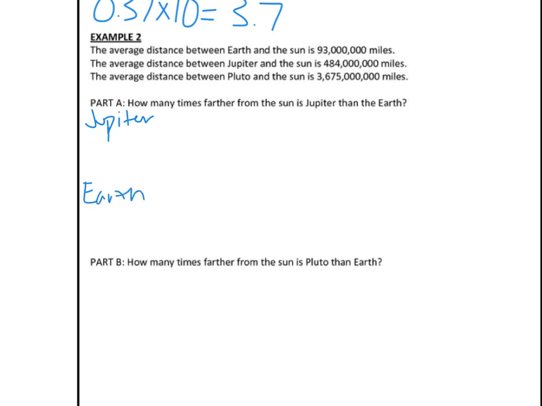Here's the problem. They're not in scientific notation, so I don't know how to do them. But I do know how to turn them into scientific notation, so I'm going to write down that I need to make them scientific notation.